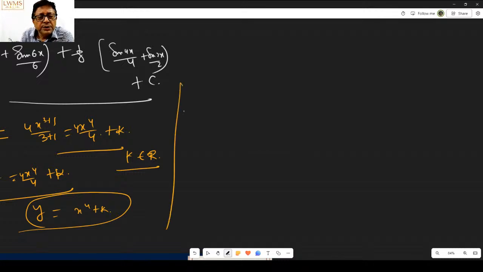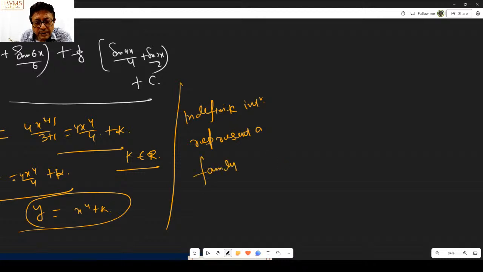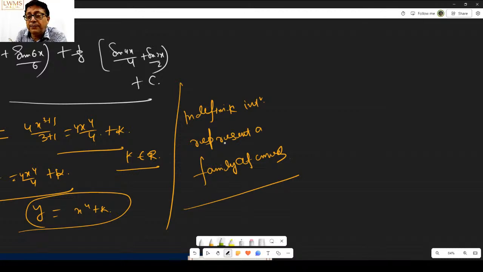So indefinite integration represents a group of curves. We are writing a family of curves. Indefinite integration represents a family of curves. So in our example it is y equal to x^4 plus k. If you start plotting, what kind of graph will you observe?